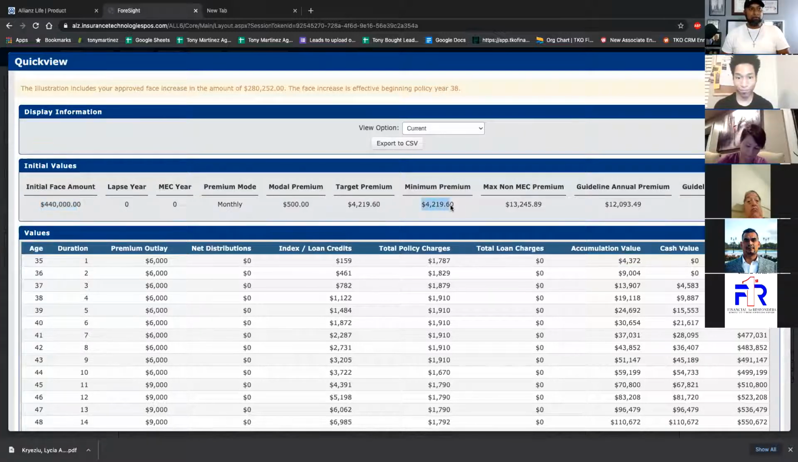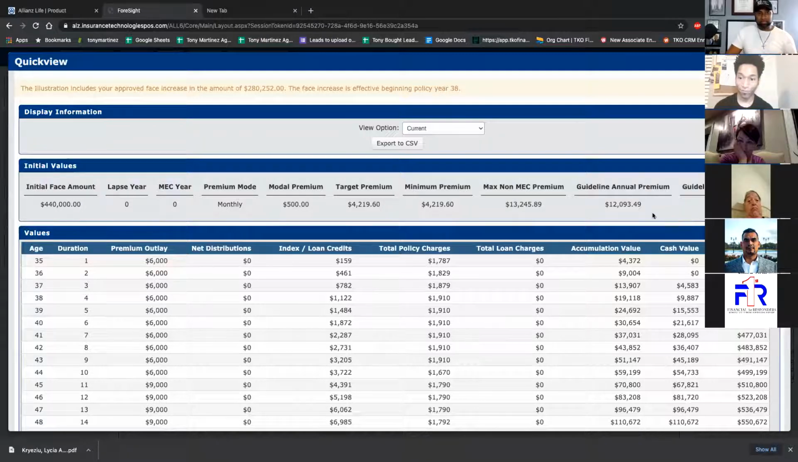Minimum payment, if the client has a bad year, a bad financial year, and they need to pay the minimum amount to keep the policy going, the minimum that they can pay is $42.60. Even though they're paying $6,000, the minimum is $42.60. Okay. The maximum non-MEC means that the most they could pay on any given year is $13,245. They can't pay any more than that. Okay. And if they want to make a single payment, a one-time payment, it's $52,289.13.